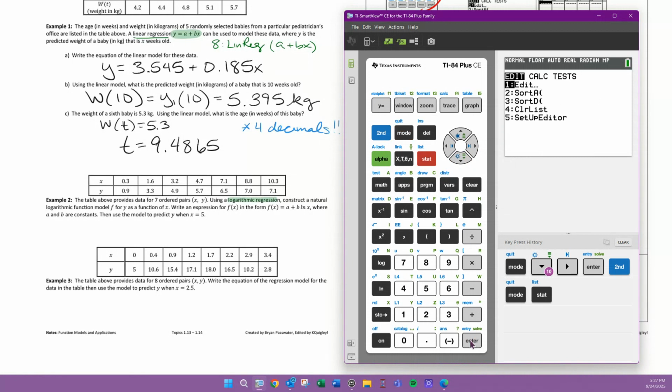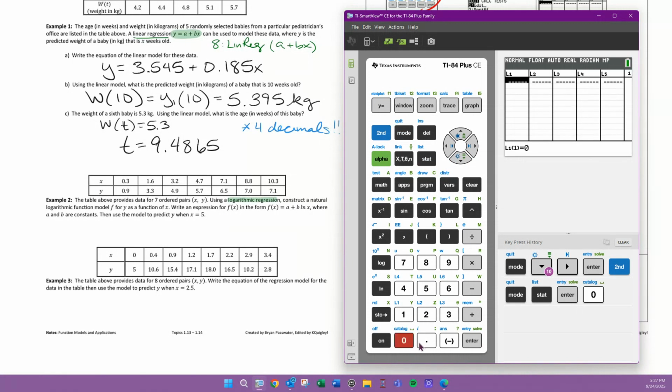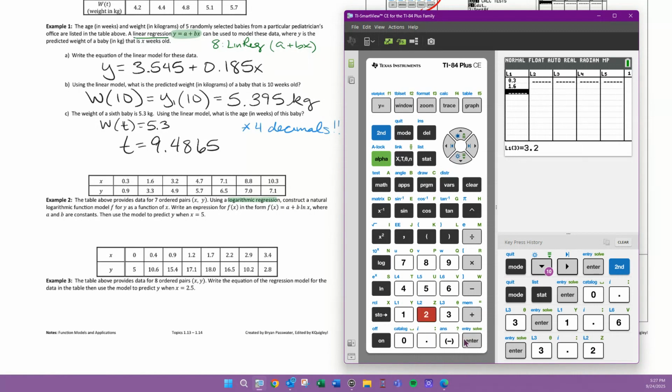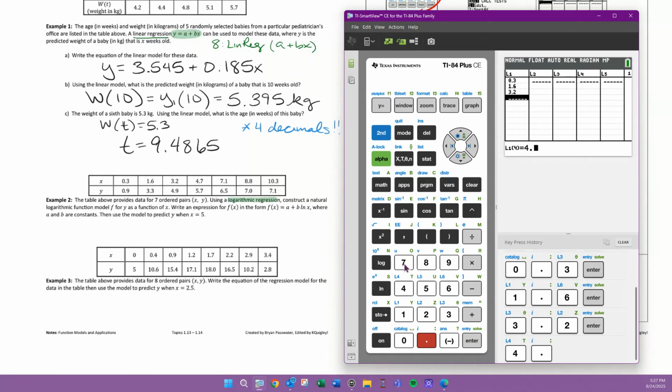We go to stat, we go to edit, and we're going to type in that entire table. All of the input values go on the L1, all of the output values go on the L2. Make sure you take your time here so that you don't have any typos and you get all of the points correct. So I have my input values, then I go back and I have my output values.